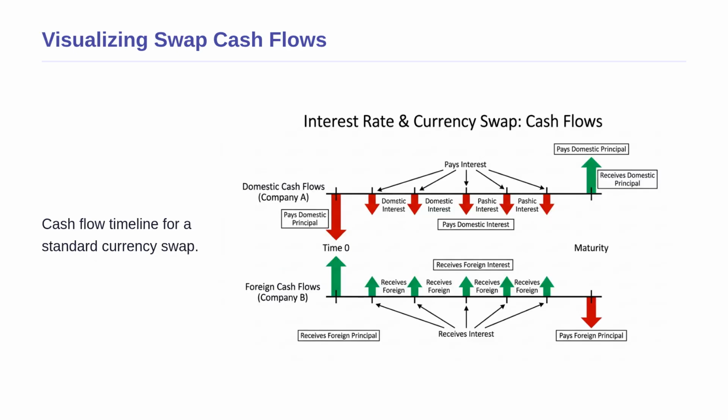Before we look at the math, let us visualize this exchange. Here we see the cash flow timeline for a standard currency swap. Notice what happens at time 0. The parties exchange the initial principal amounts. Throughout the life of the swap, they exchange periodic interest payments. Finally, at maturity, the original principal amounts are swapped back. The red arrows represent money you pay, which are your liabilities, and the green arrows represent money you receive, which are your assets. Valuing the swap means finding the net present value of all these arrows combined.